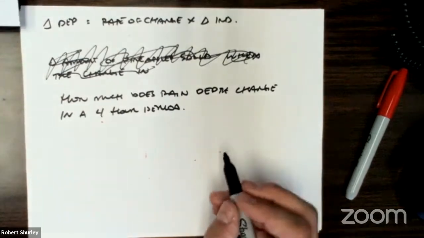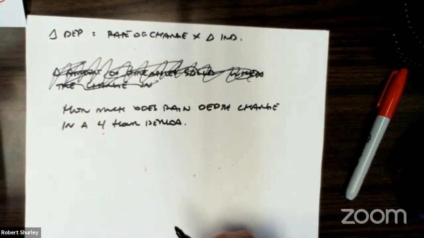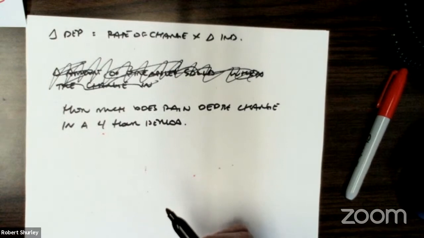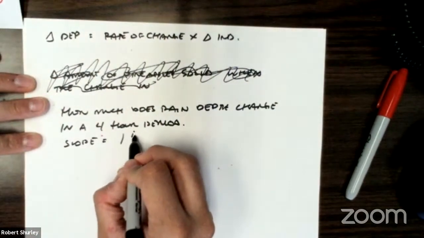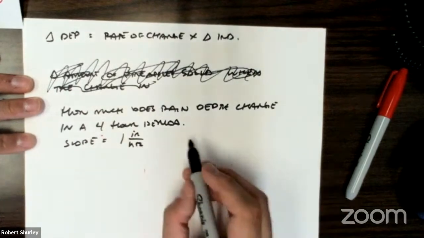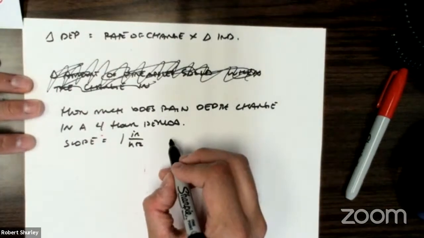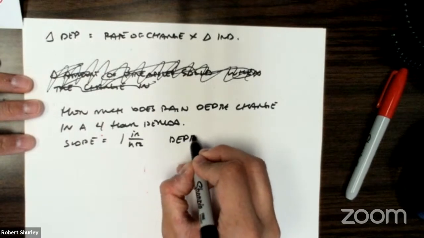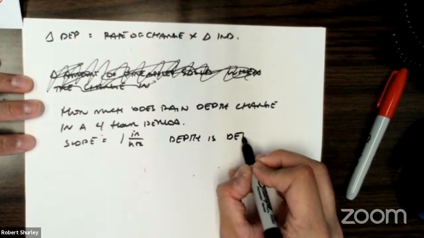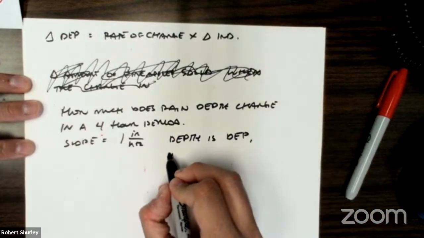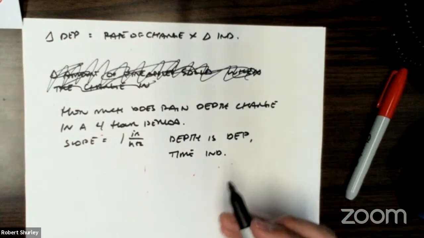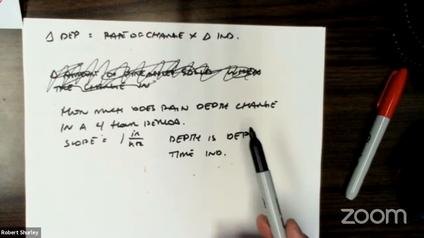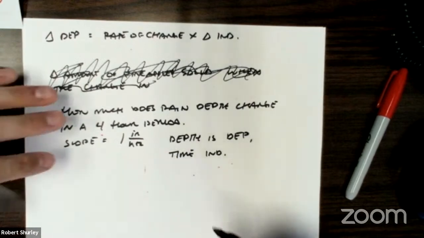Let's go back real fast and look at their example. Figure 9.8 is on page 526. And they found out that their slope is 1 inch per hour. So that means the depth is the dependent variable, and the time is the independent variable.